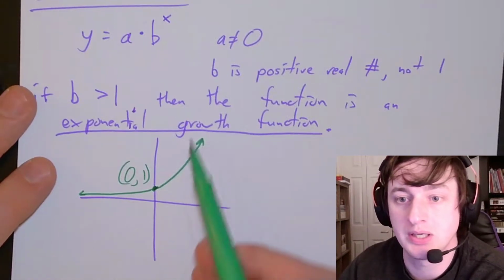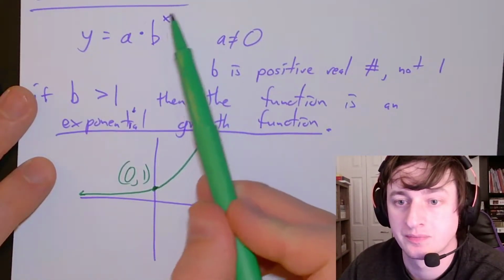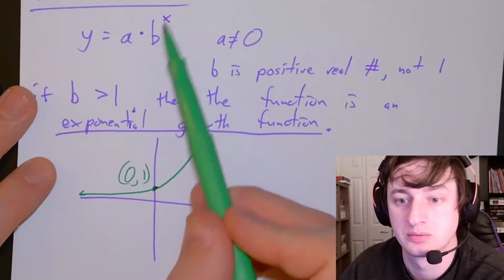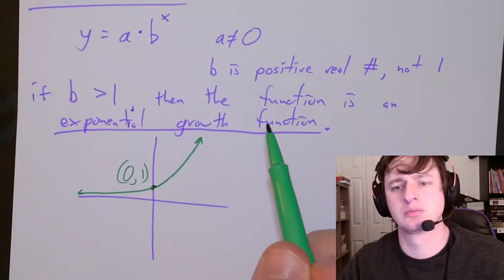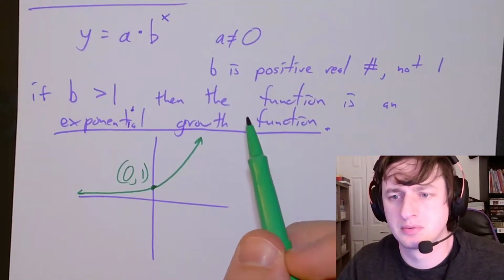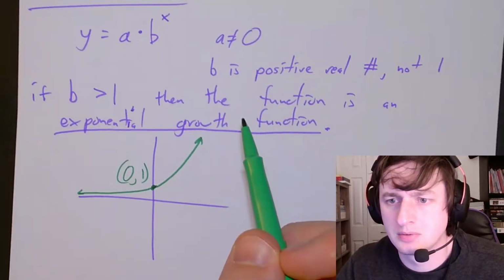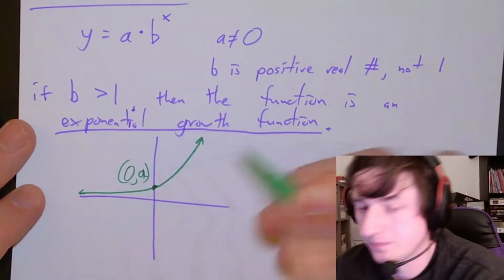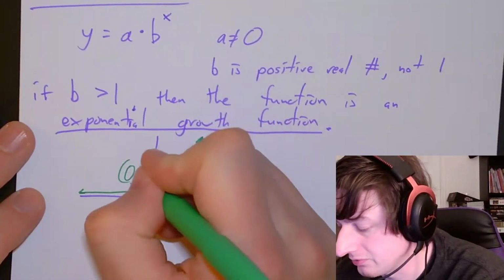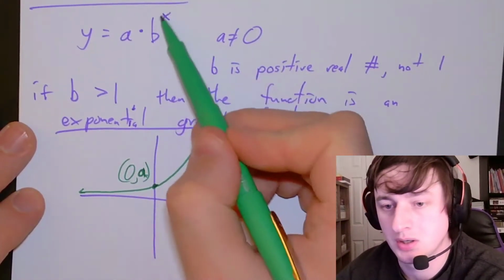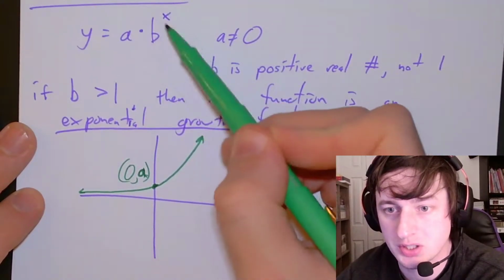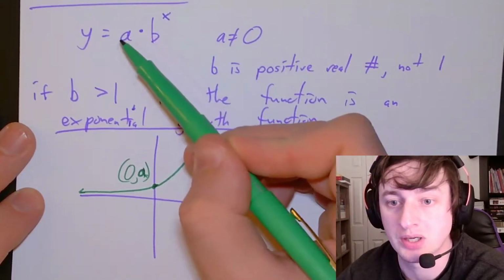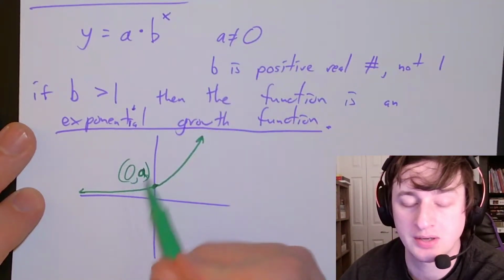Which just means if we put in 0 here for x, well, this turns into 1. Something to the 0 power turns into 1. Wait, now I'm confused. Oh, sorry, not 1 here. This will be a. In the general form, if a is 1, then it would be 1. But when we put 0 into the function here, this b part turns into 1 because b to the 0 is 1. And so a times 1 makes a. So we're always going to have the coordinate point 0, a.